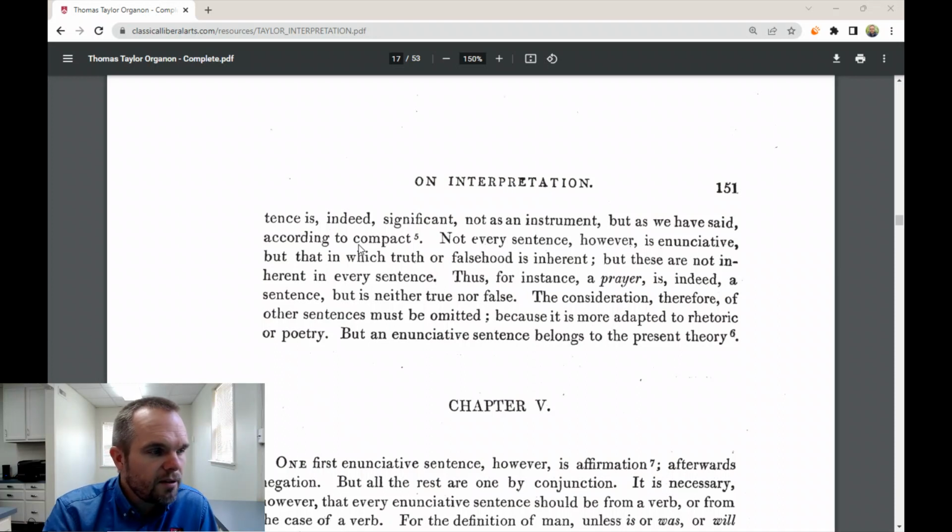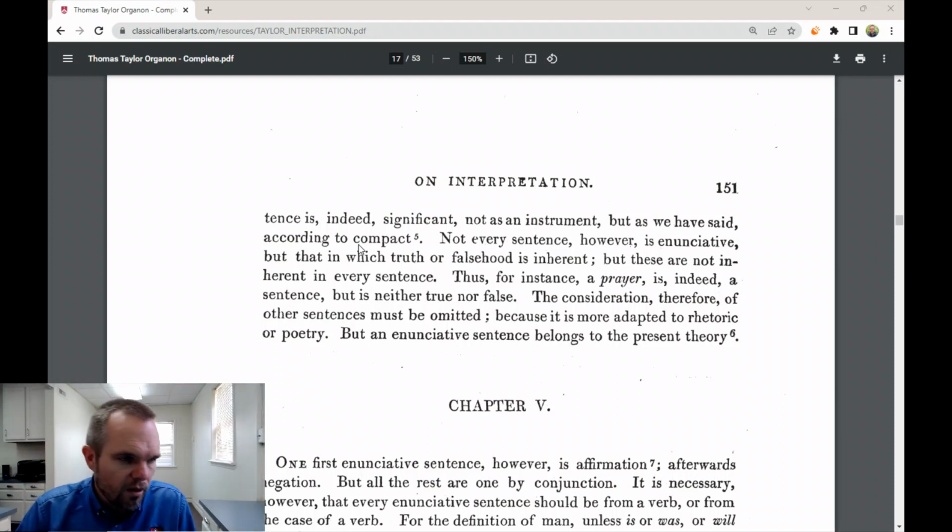The consideration of other sentences must be omitted because they are more adapted to rhetoric or poetry. So these other kinds of sentences, like prayers, commands, wishes, things like that, are to be considered in the study of rhetoric or of poetry, and not in reasoning. But an enunciative sentence belongs to the present theory. So Aristotle here at the end of chapter 4 has brought us to the point where we now have the subject in view. On Interpretation is the study of the enunciative sentence. That's the topic of Aristotle's work on interpretation.